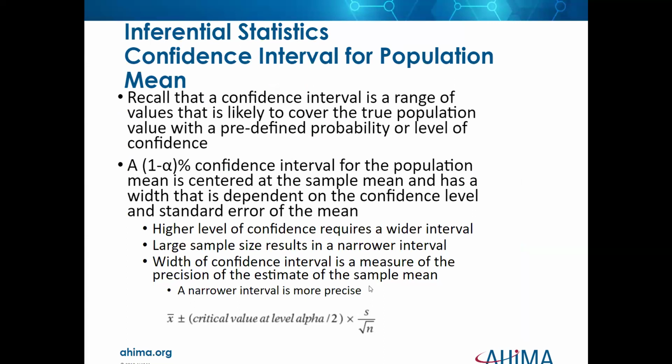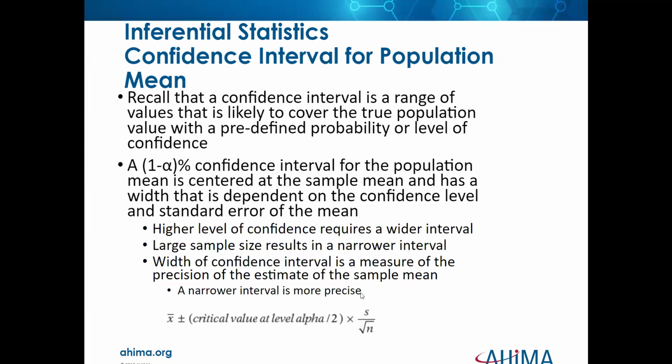And then we talk about how this relates to the mean. We have a confidence interval, which is a range of values that's likely to cover the true population mean. So here's what we need to know. It's in the last set of bullet points.